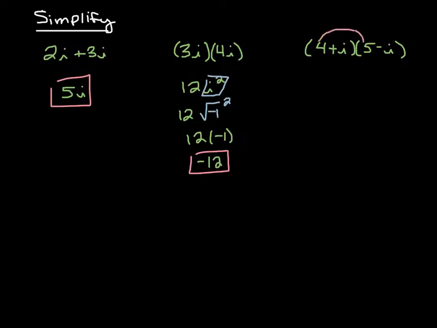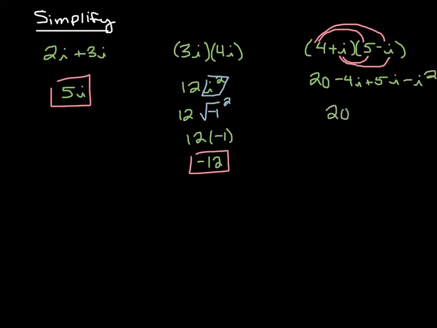So 4 times 5, which is 20. And then 4 times -I, -4I. I times 5, which is a positive 5I. And then I times -I, negative I squared.